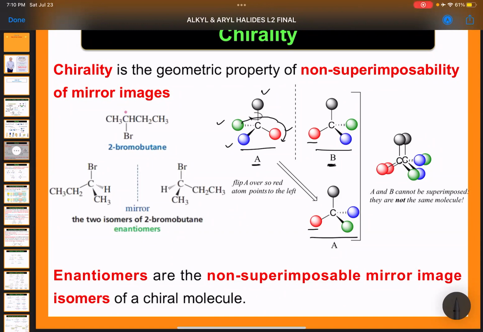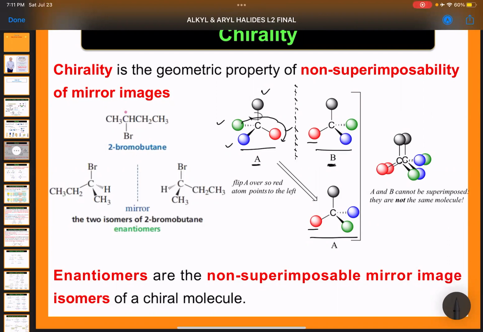But they are actually mirror images of one another, right? This dotted line is a mirror. You can imagine if you bring the molecule A near to the mirror, you will have a mirror image of A, which is B, in which the molecule will look exactly the same.